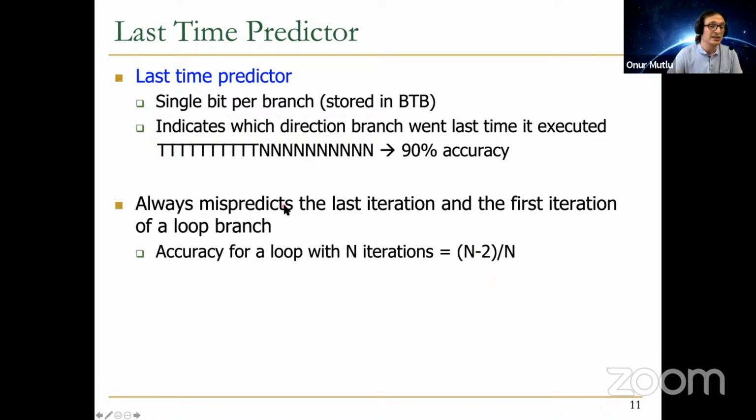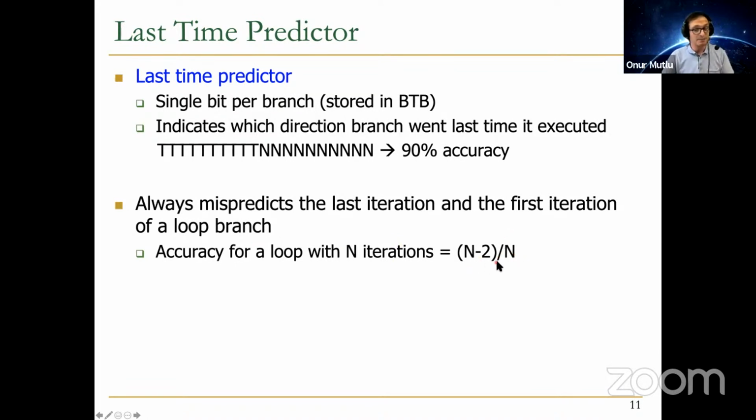Why? Because in the last iteration, you will predict the branch... When you think about it, loop branches are usually taken, as we discussed, right? Last iteration means you're exiting the loop, so you should really predict it as not taken. But you're predicting it as taken because the last time you executed the branch, it was taken. And when you come back to the loop at the beginning, last time you executed, you had exited the loop, meaning that you're going to predict it as not taken. But because you started the loop again, you should really predict it as taken because the loop is going to iterate many, many times, right? That's why the first iteration and last iteration are always mispredicted, and you can think about this a little bit more. So accuracy for a loop branch with n iterations is (n minus 2) divided by n because of this reason.